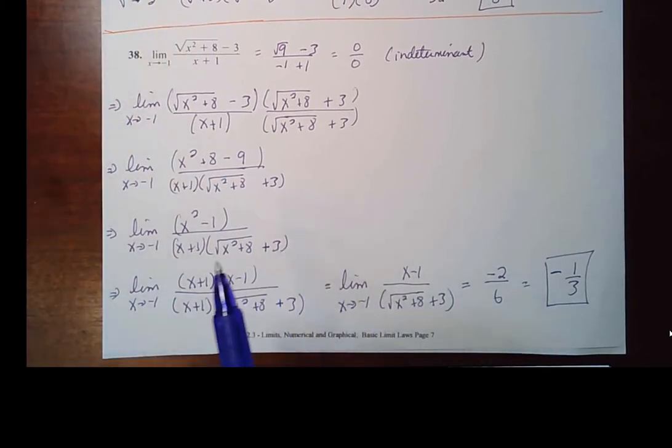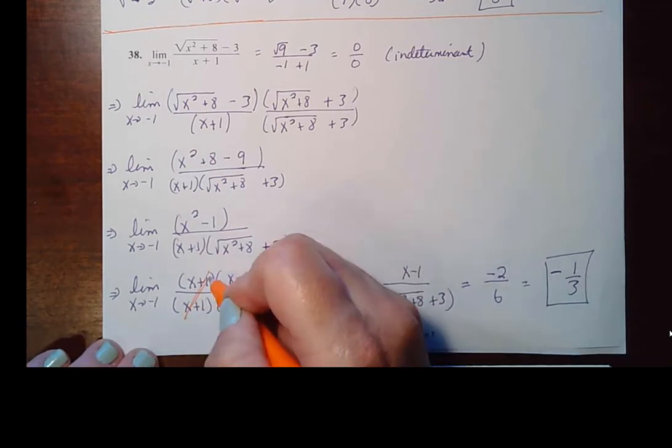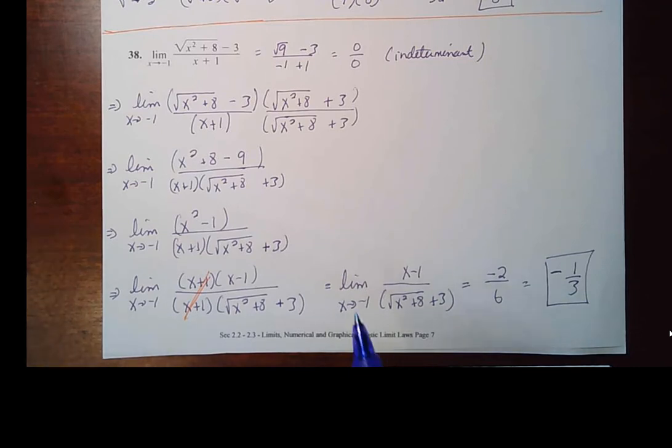I'm going to take all this down here so you can see the whole thing. So this is x plus 1, x minus 1. And then that means that those do cancel just like I was hoping for. And that leaves me with my x minus 1 over my root of x squared plus 8 and then plus 3. And now take your limit, plug in the numbers. That gives you negative 2 over 6, which is negative 1/3. So hopefully all that made sense to you.